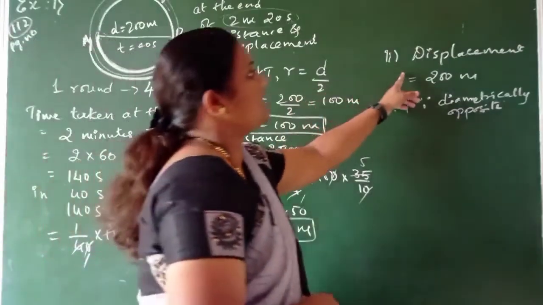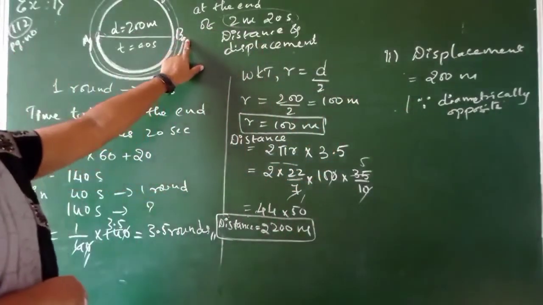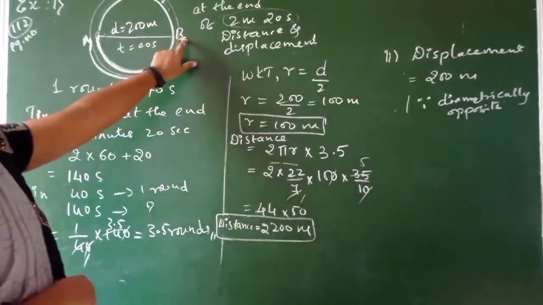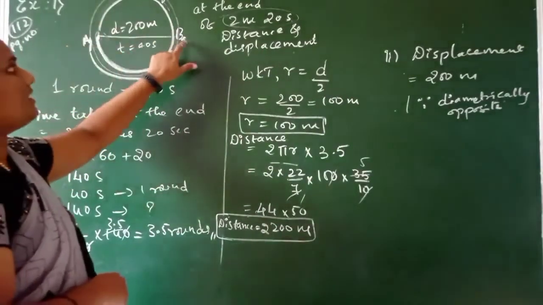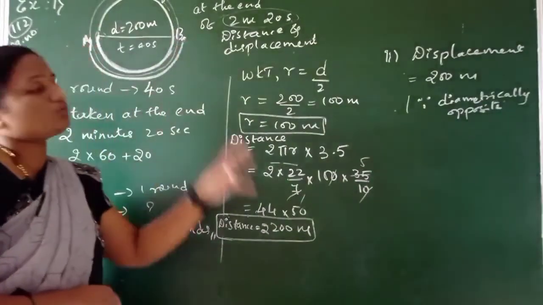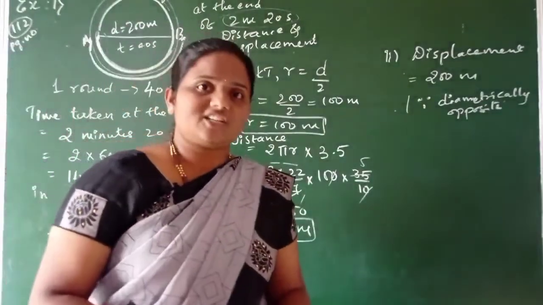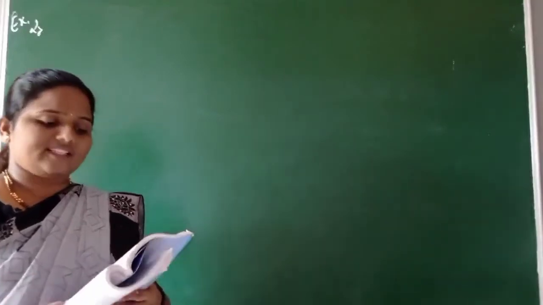And the displacement is what? At the end, at 3.5 rounds, at this point it is opposite to the initial point. So, what displacement will we get? That is 200 meter. Is it clear, children? Now, we will solve the second question.